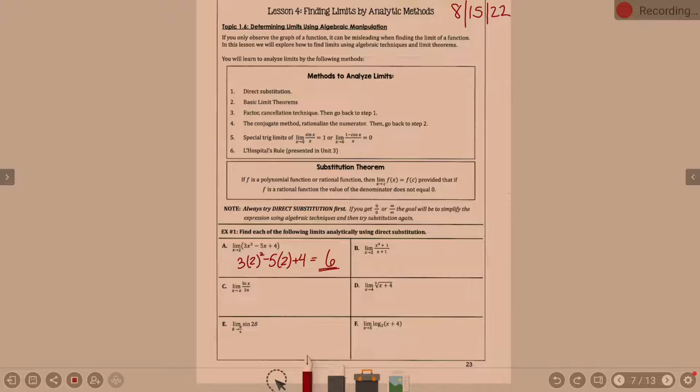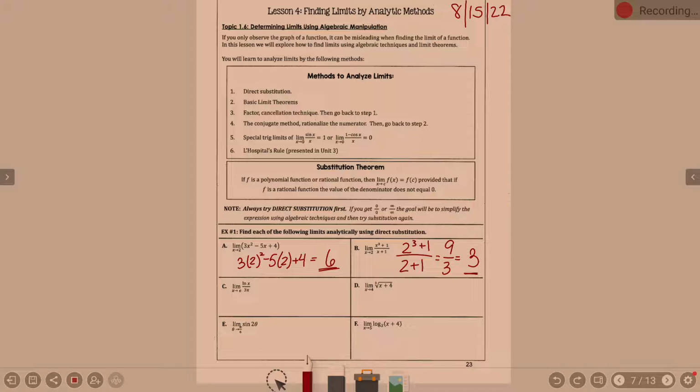B. Okay, well, plug it in. 2 to the third plus 1 over 2 plus 1. What do we have on top? 9 divided by 3, which is 3. Okay. What about C?